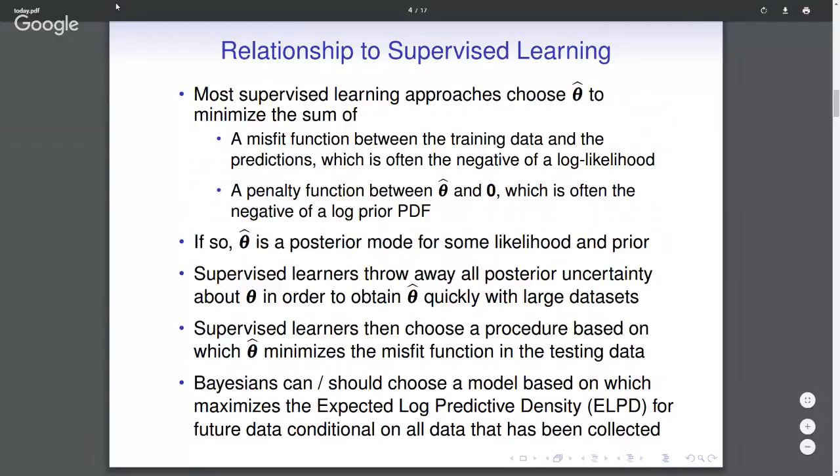And these penalty functions are also usually going to be the negative of some logarithm of a PDF. And so they can be interpreted like a prior. And so if you minimize the sum of those two things, and the first piece is the negative of a log likelihood, and the other piece is the negative of a log PDF, then the resulting theta hat that you get out as your point estimate can be interpreted as the posterior mode for some choice of likelihood and some choice of prior. And when this happens, and it happens a lot, or something approximately like it happens a lot, it basically means the people who are doing these supervised learning things are implicitly defining a posterior distribution and then finding the mode of that posterior distribution, taking that mode theta hat to be the point estimate and throwing away all uncertainty.